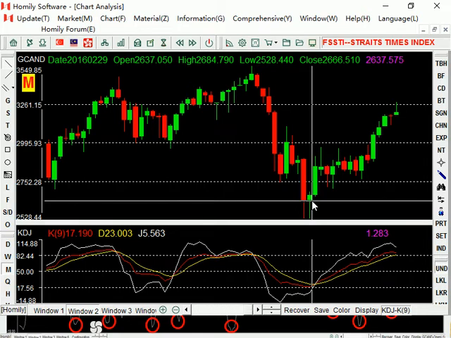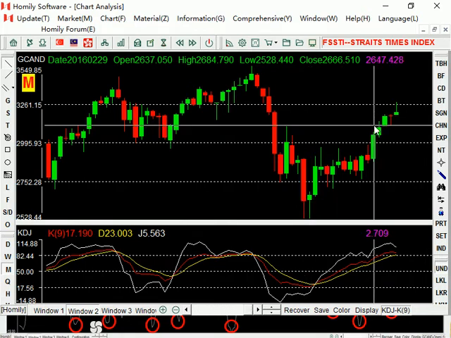So if next month the price goes up again, it means you have another 2 months to catch good profit. But if the price goes down, you should know this is the sell point for short term. Okay, so this is the monthly chart.